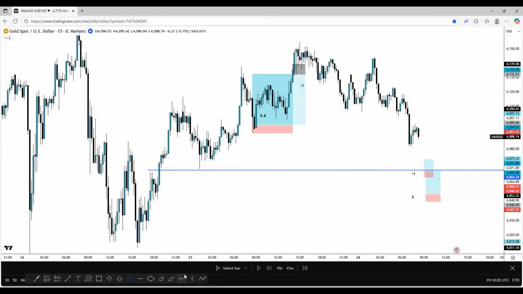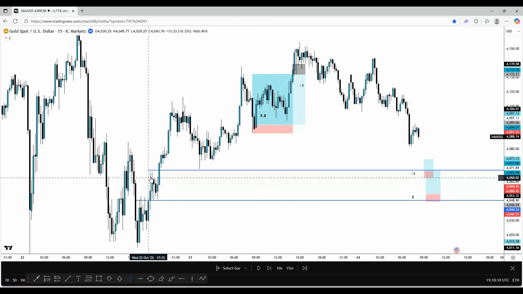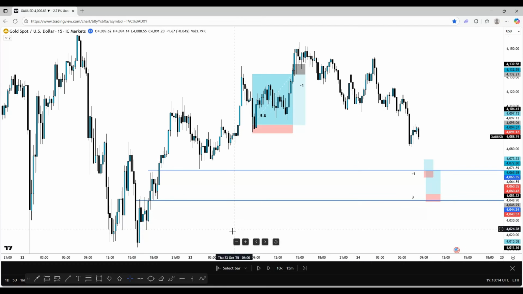So if we see here as well below it, why was this an area? Resistance, break, retest, support, and price has not come back down to this area. So let's have a look what happens.